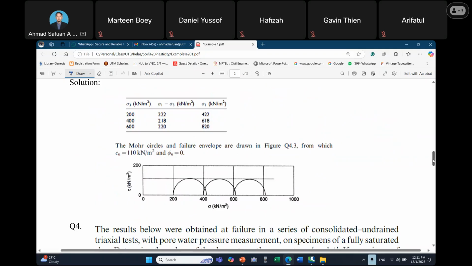Once we draw the Mohr diagram, we find that for this UU test, CU is equal to 110 and phi U is equal to 0. Usually for the UU test, if the soil is a clay material and fully saturated, we get this kind of shape.